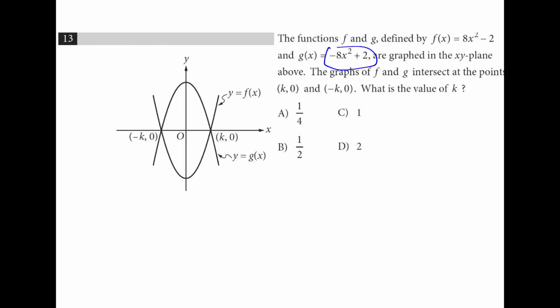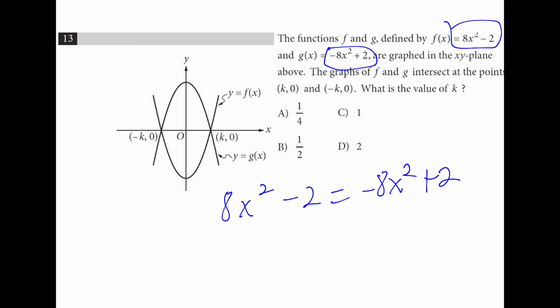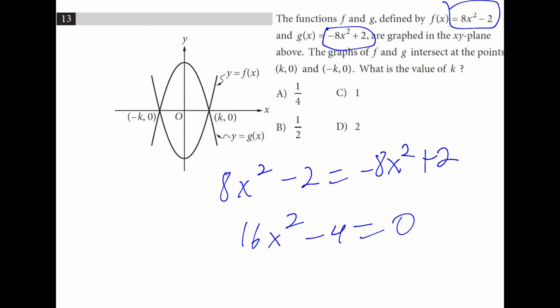So where are these two graphs equal to each other? 8x squared minus 2 is equal to -8x squared plus 2. So if I move all the x squareds to this side, this is what I get. I can factor out a 4.